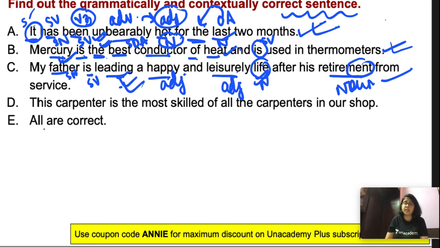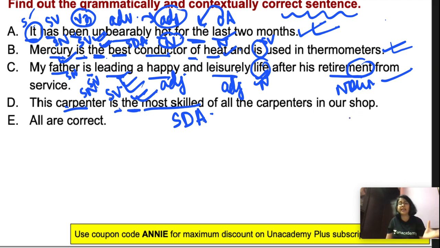This carpenter, carpenter singular noun, so is a singular verb, correct. The most skilled, superlative degree of adjective, that's why here the has been used, correct. Of all the carpenters in our shop, so here we are making a comparison among the carpenters, so there are more than 2 involved, so here we have used superlative degree of adjective, so this is correct. Okay, so here all the sentences are correct, so your answer is option E.